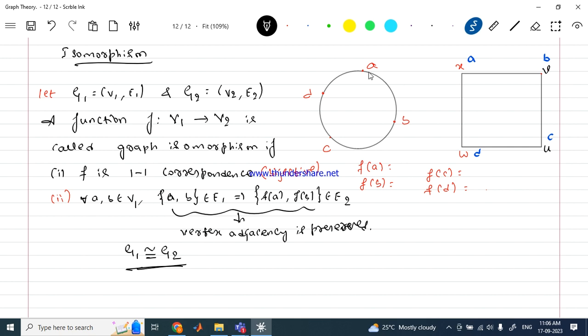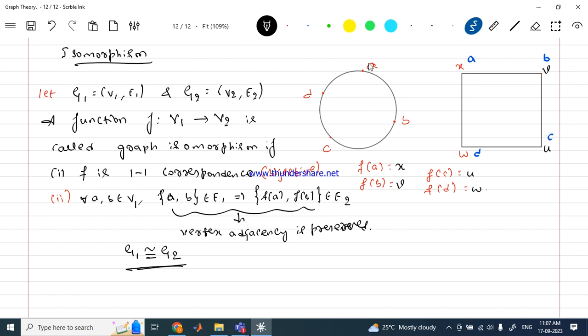So now what I will do, I will map A to X, I will map B to what? V, I will map C to U, and D to W. So now you can note that if A and B are adjacent here, their images are also adjacent.